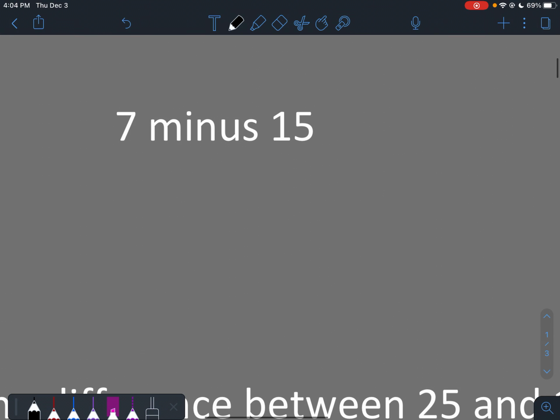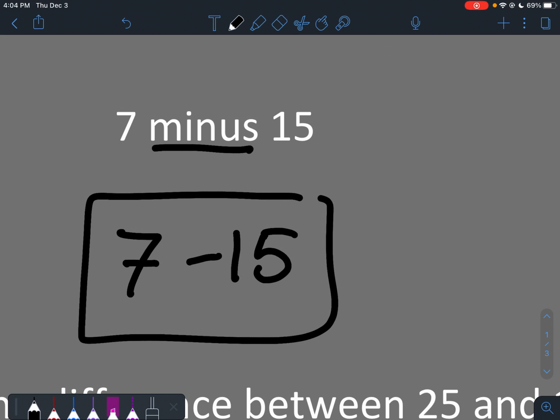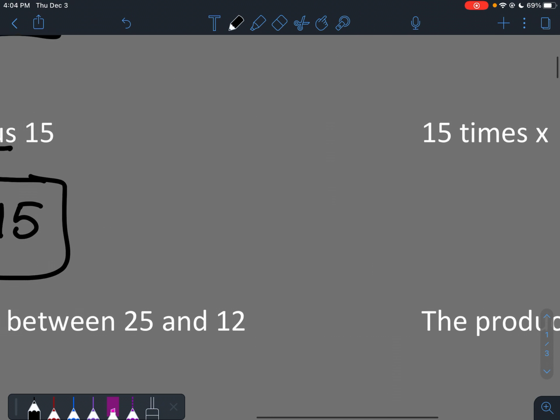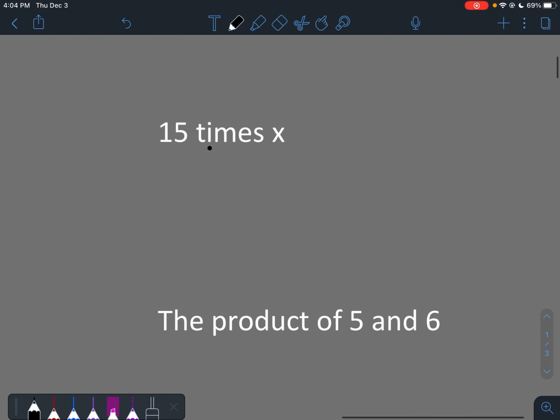7 minus 15. I know minus is subtraction. I have a 7. I'm going to subtract 15. So 7 minus 15. And we're just going to leave it like that for now. 15 times x. Notice this is not a number, but it's an x. It's a variable, and that's okay. So we have 15 times x.